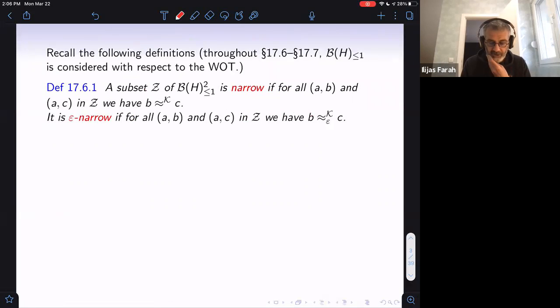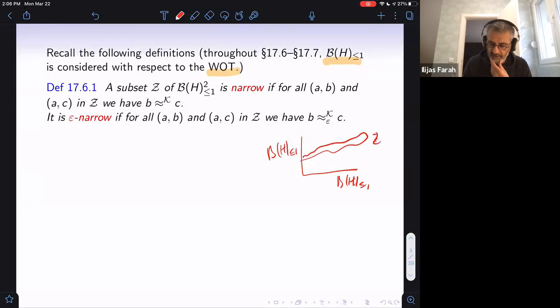And here are the definitions from the last time. We consider the unit ball B of H with respect to the weak operator topology, so it's a compact metric space. And now we say that a subset Z of the unit ball cross the unit ball is narrow if each of these sections, here is little a and here is the section, is compact. It's included in a single class modulo the compact operators.